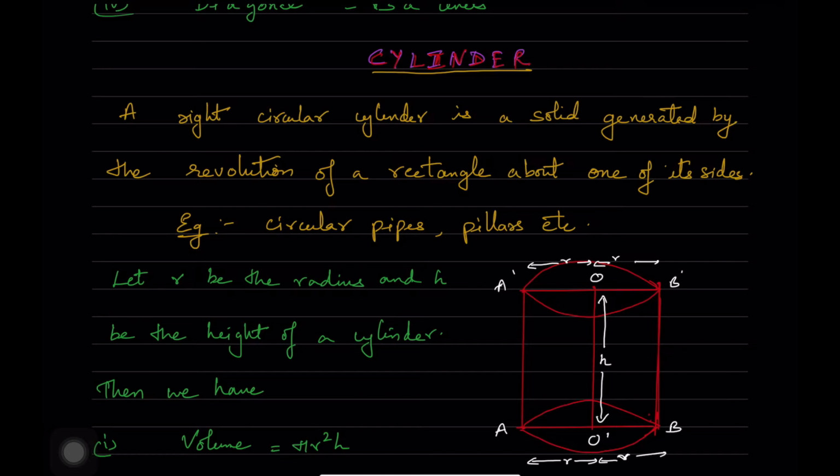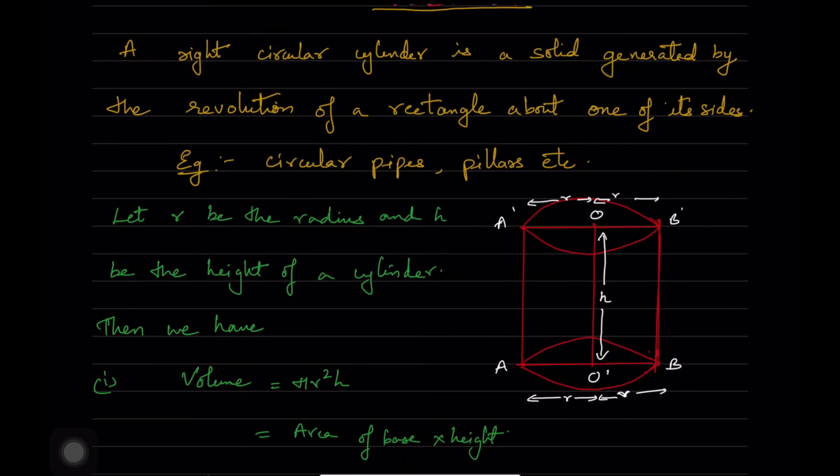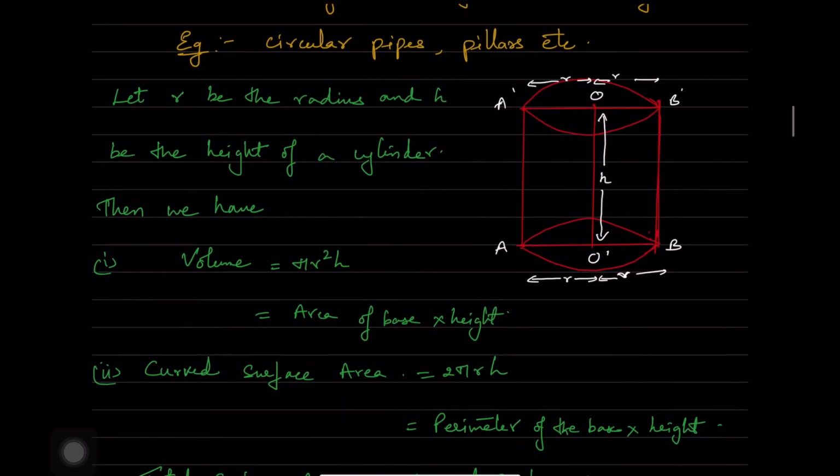So for this, let R be the radius and H be the height of a cylinder. Then we have volume equal to pi r square H, that is area of the base into height. What is the area of the base? Base is nothing but a circle, isn't it? So the area of the base is pi r square, the area of a circle, and your length has become your height for the cylinder. Therefore area of base into height means pi r square H.